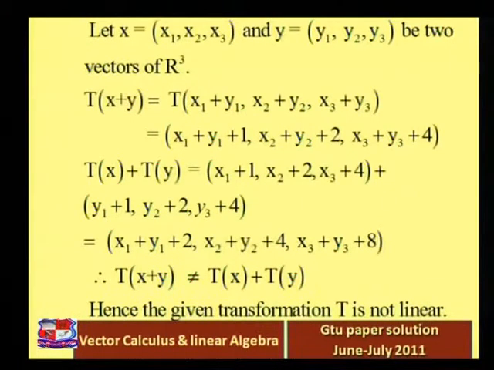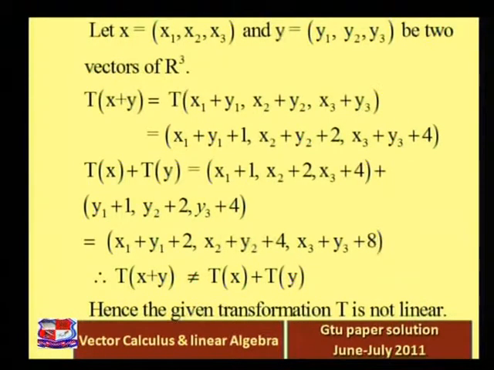Okay, and now we want to find T of x plus T of y, that is equal to T of x, which is x1 plus 1, x2 plus 2, x3 plus 4, plus y1 plus 1, y2 plus 2, y3 plus 4. Adding these two vectors, we get x1 plus y1 plus 2, x2 plus y2 plus 4, and the third one is x3 plus y3 plus 8. So T of x plus y is not equal to T of x plus T of y.